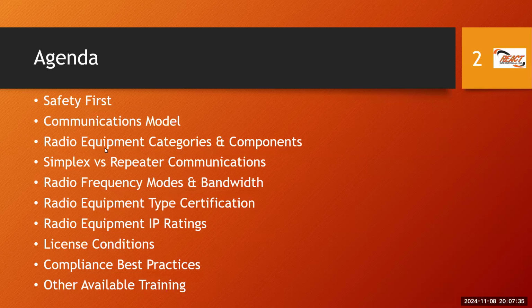Then we go into radio equipment categories and components. We will see what's the difference between simplex and repeater communications. We'll discuss radio frequency modes and bandwidth. Then we'll talk about radio equipment type certifications, and then what are called IP ratings, and we'll also talk about FM or Factory Mutual at the same time. Then we'll discuss licensing or license conditions, some compliance best practices, and of course some other available training. Right? So that's our broad agenda that the slides will reflect this evening.